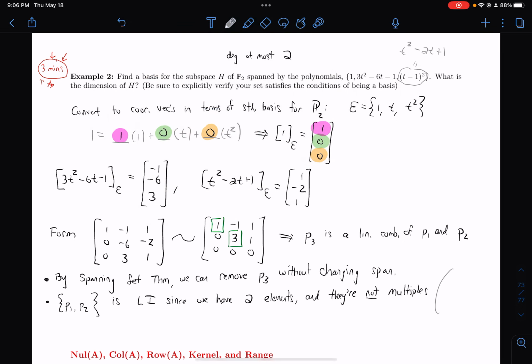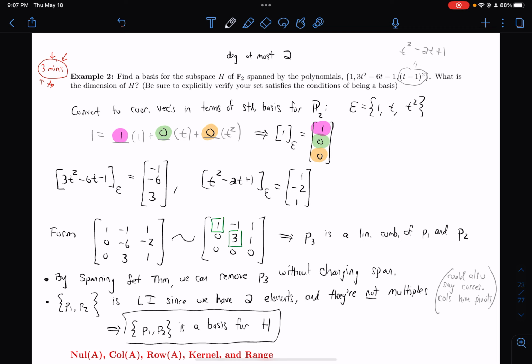Let me just put in parentheses that we could also say that their corresponding columns all have pivots. And that would be another way to check that they're linearly independent. So it has that span property because the span didn't change, and now these polynomials are linearly independent. So this implies that the set P1, P2 is indeed a basis for my subspace H.